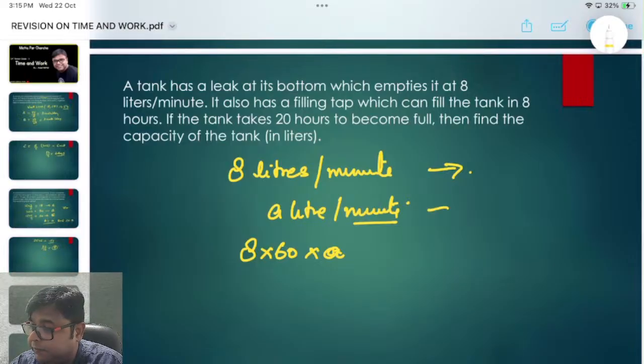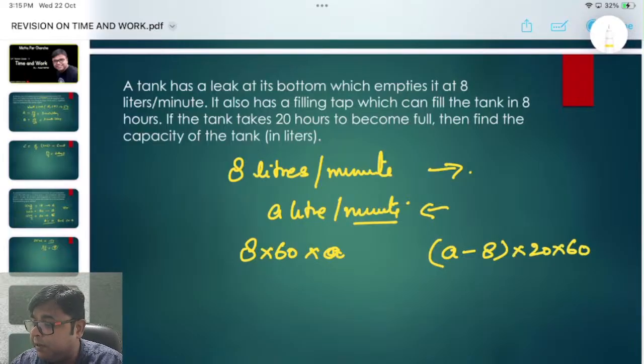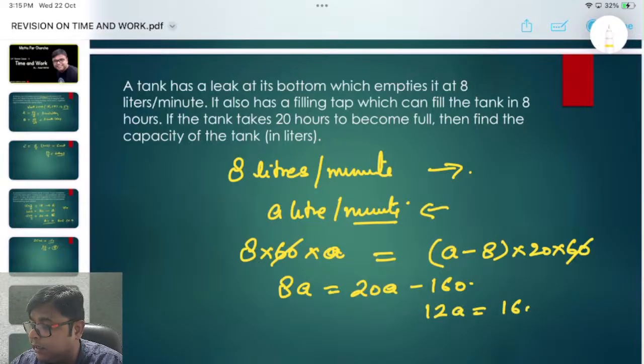A is being filled and 8 is going out. So this will be A minus 8, right? That much, and in how many hours? In 20 hours. But the capacity will remain the same, so I can equate both of them. So if I equate both of them, it gets cancelled. So 8A is equal to 20A minus 160. So 12A is equal to 160.